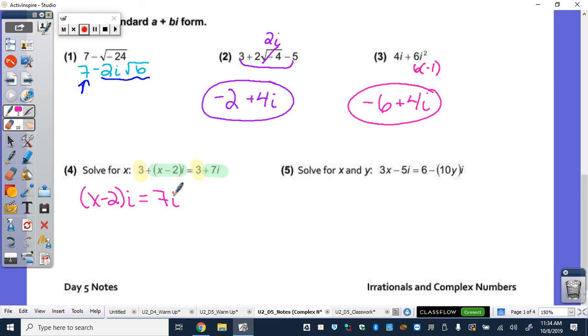And the only reason why we have parentheses is because this is an x minus 2. It's a binomial. So they have to put parentheses around it so you know it's part of the whole thing there. So if I'm trying to solve for x, first thing I would do is divide by this i. But what happens with the i's on both sides? They both just end up canceling. So we have x minus 2 equals 7. So add our 2 over, and what does x equal? 9.